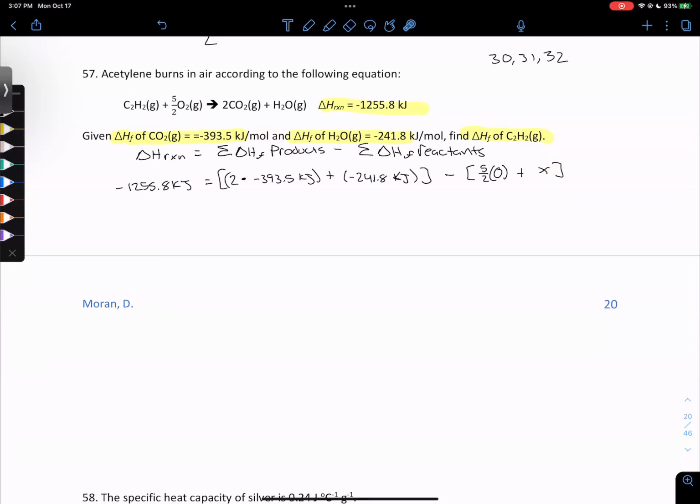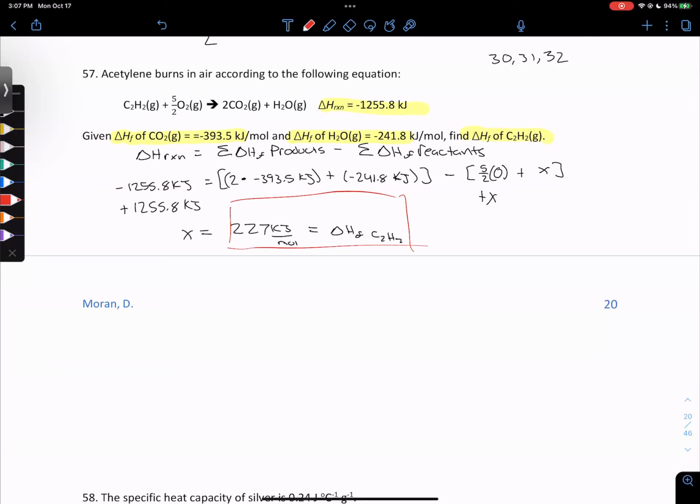Okay, so when we solve for X, I'm not going to do all the algebra because it gets very... actually, it's not that bad. All you have to do is say plus X and plus 1255.8 kilojoules to add everything to one side. And you would get X is equal to 227 kilojoules per mole, which is equal to the delta H of formation of C2H2.